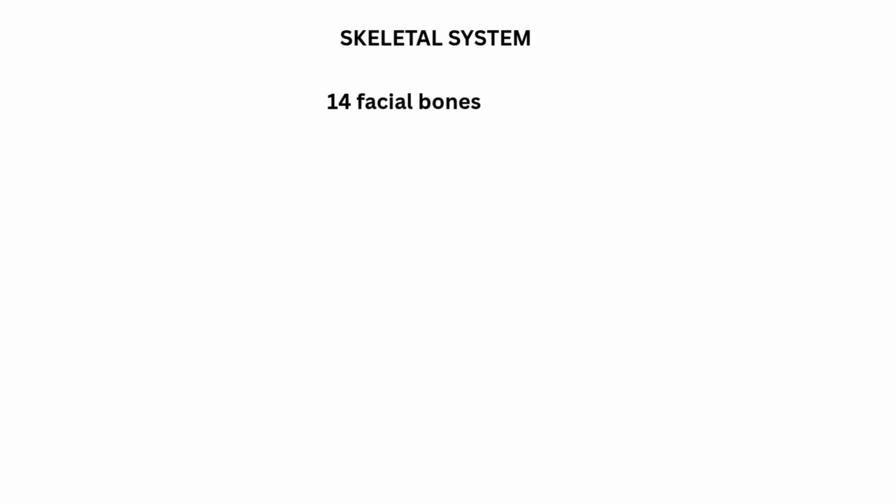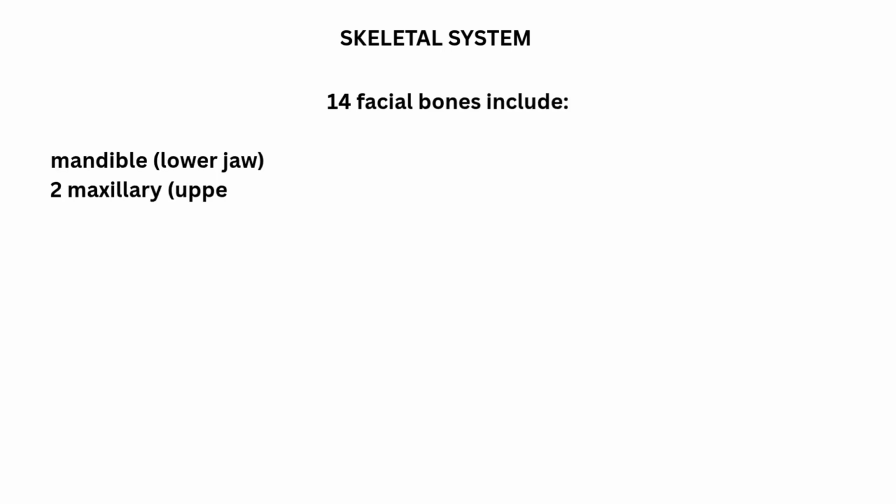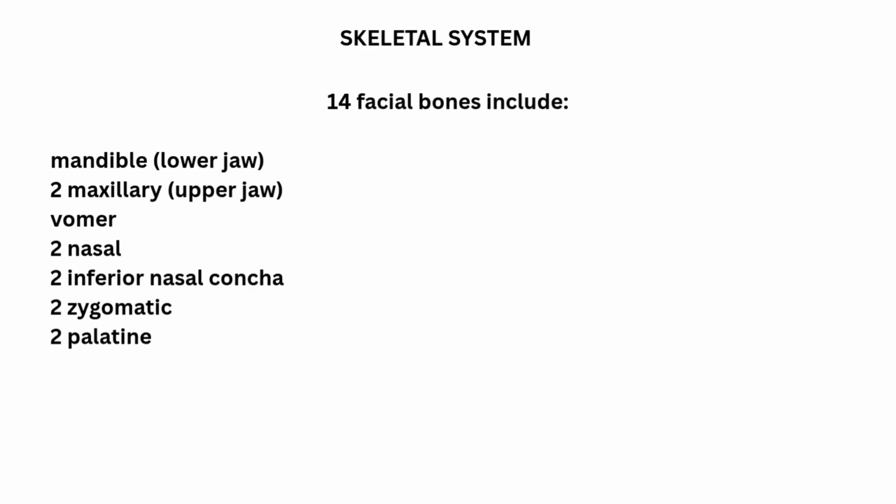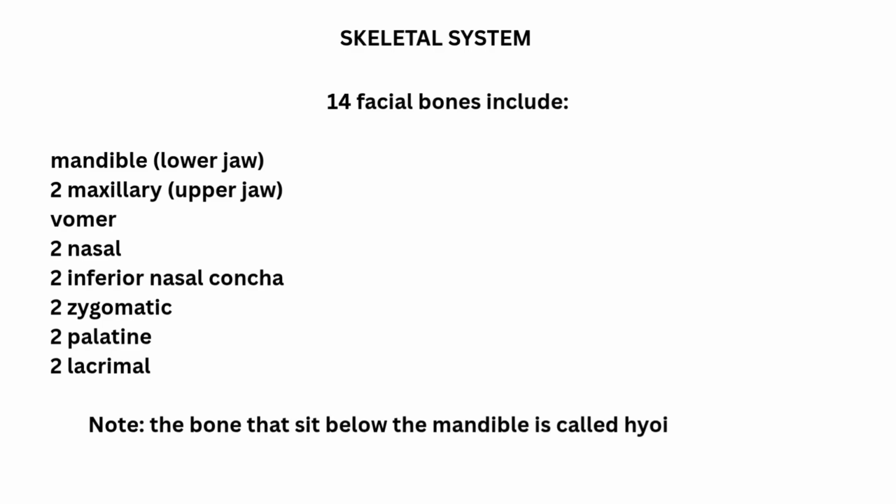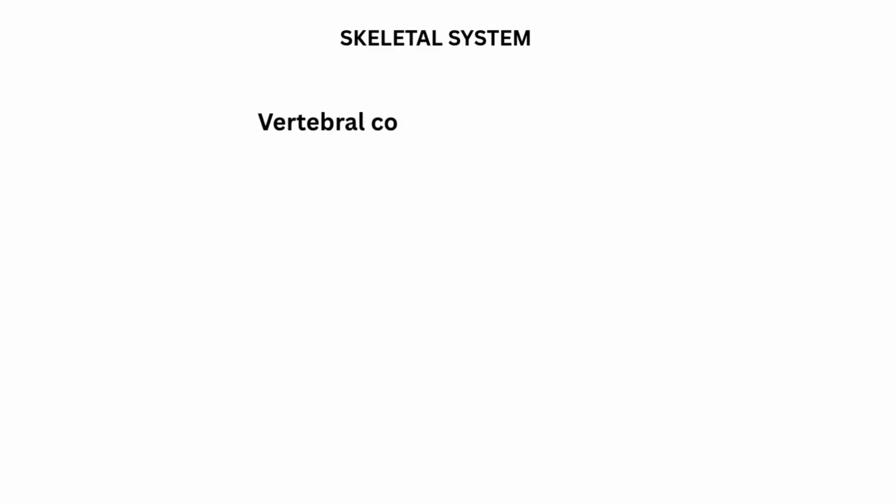14 facial bones include mandible, lower jaw, 2 maxillary, upper jaw, vomer, 2 nasal, 2 inferior nasal concha, 2 zygomatic, 2 palatine, 2 lacrimal. Note, the bone that sits below the mandible is called hyoid, and it is not connected to any other bone. Vertebral column.